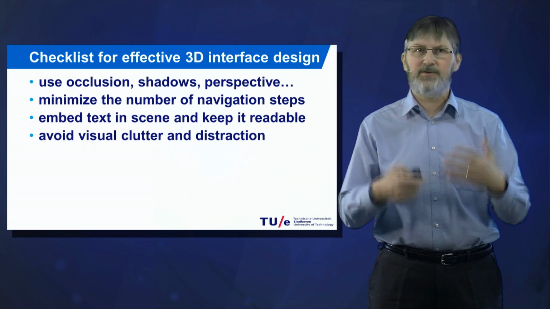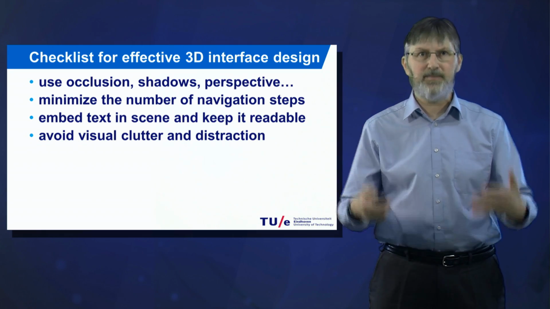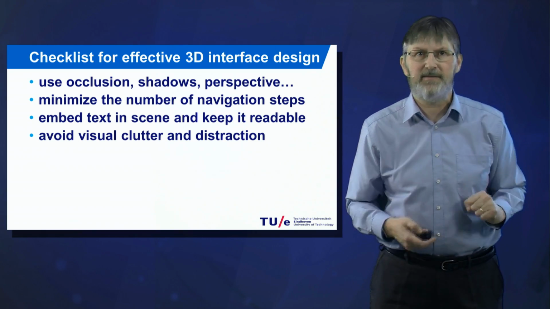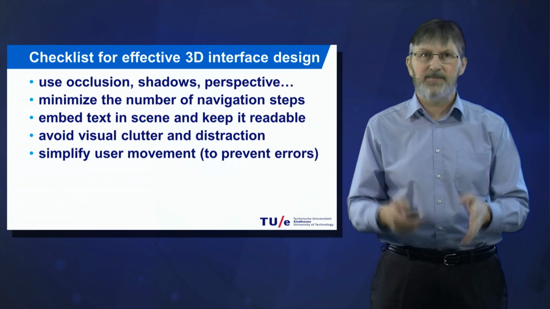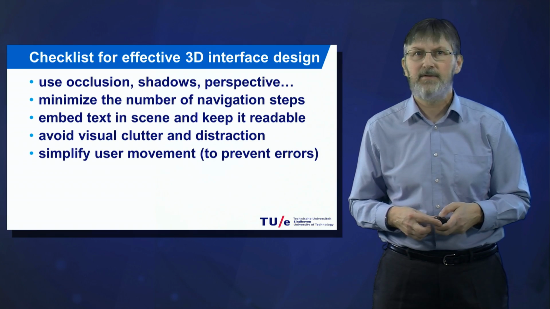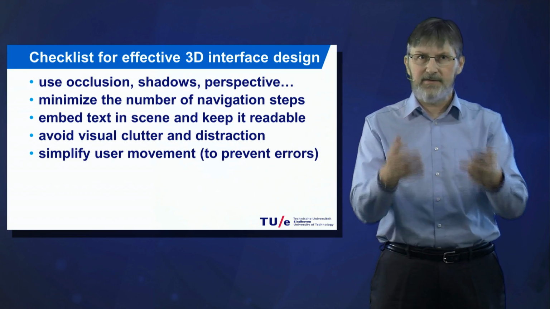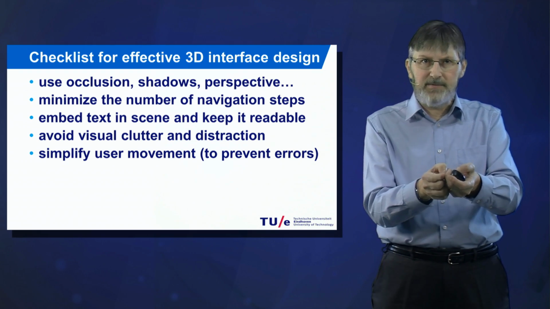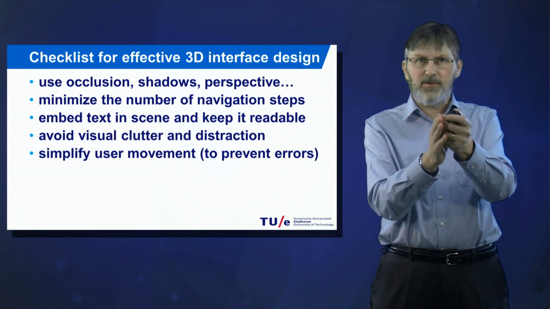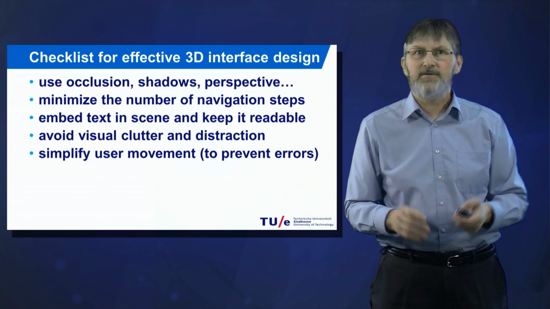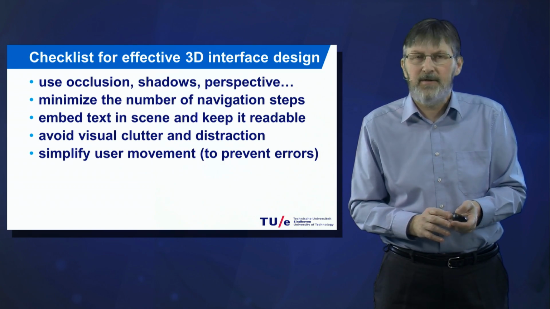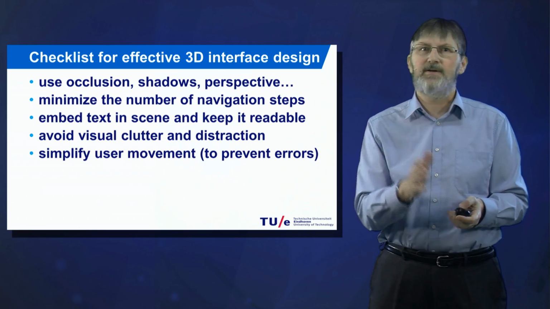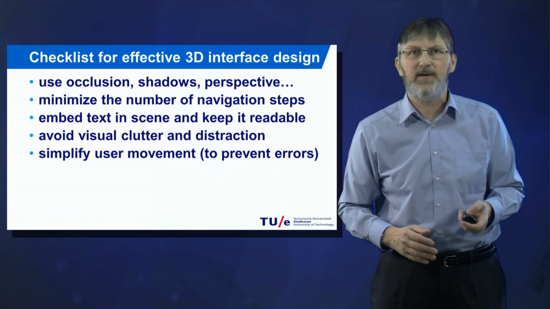Unless we really want it, we should avoid visual clutter. We should keep our environment simplified so that the users are not distracted from the main task at hand. Sometimes we want to simplify user movement. In online or offline 3D games, when you are moving about, it's very hard to control your direction precisely. So when you have to walk through a narrow corridor, the system should make it easy for you to walk in a straight line through that corridor and essentially correct for the small errors that you make.